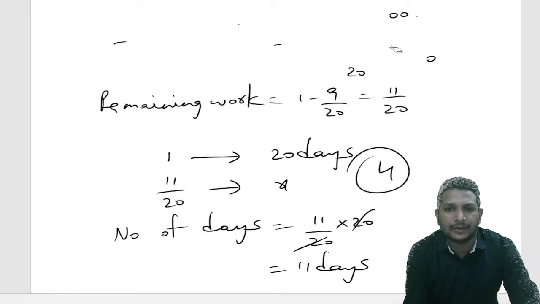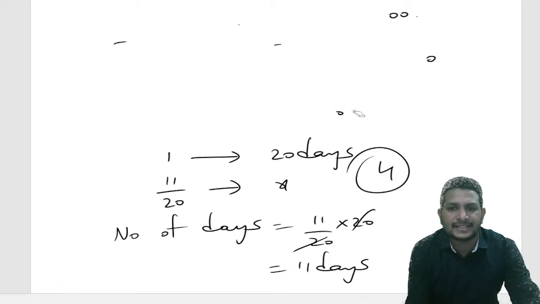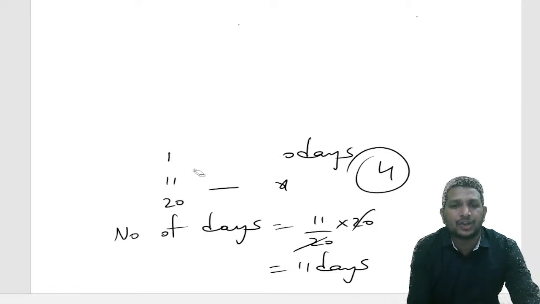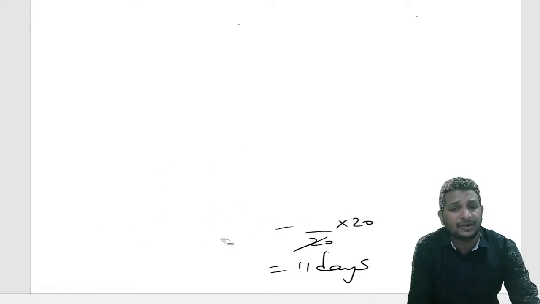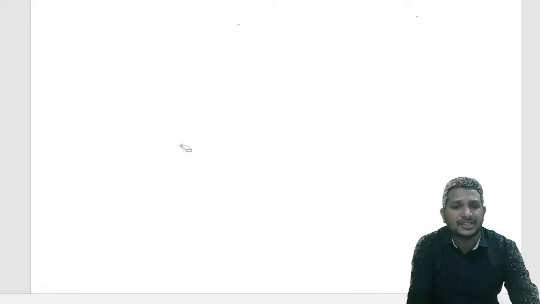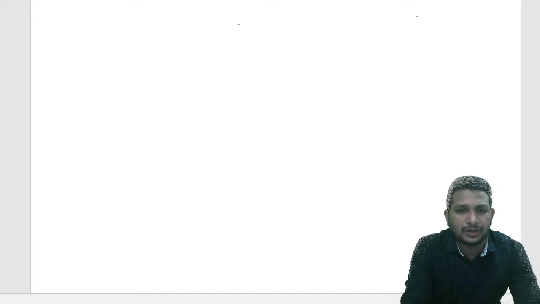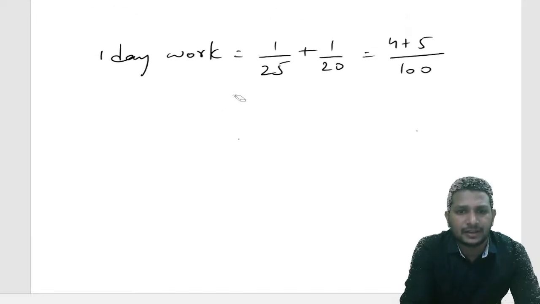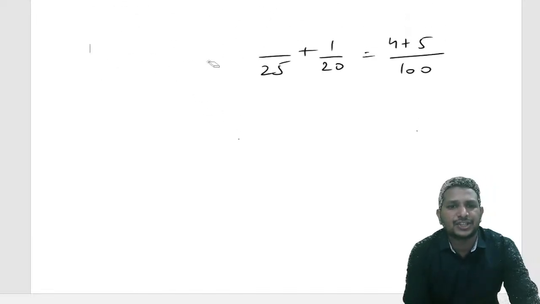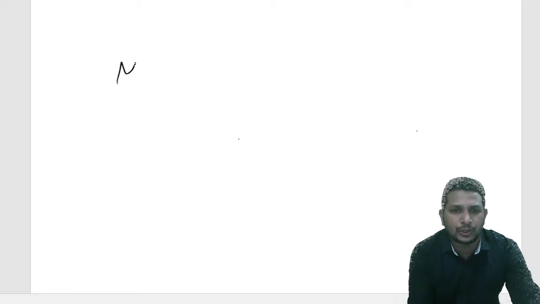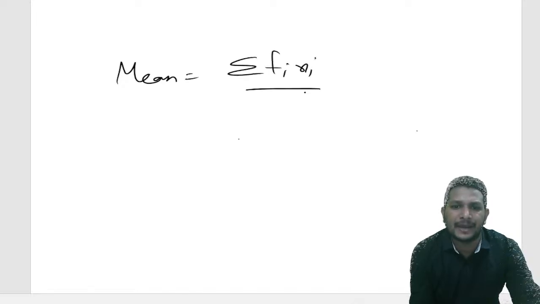So the mean formula is sigma fi xi by sigma fi, because here frequencies are there, no? So we need to use that frequency model only. So we need to find mid values also, because xi is nothing but mid values. So the formula for mean is sigma fi xi by sigma fi.